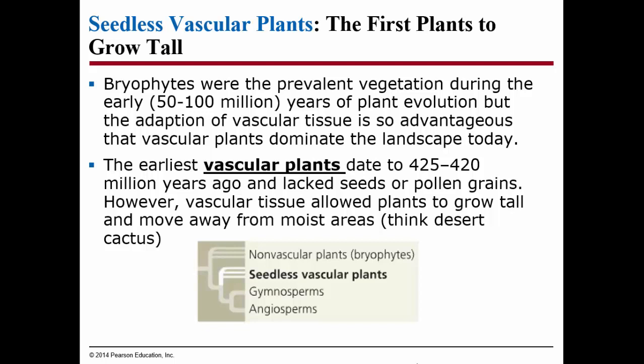Even though the non-vascular plants persist today, the vascular plants have become much more diverse and more abundant, because vascular tissue is an adaptation that gives the plants a great advantage in obtaining water and nutrients. So we first see the earliest vascular plants in the fossil record somewhere around 425 to 420 million years ago.